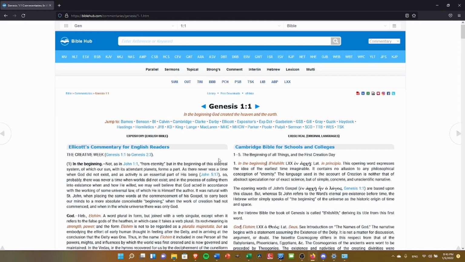You'll notice the jump to list here, and it gives each of these following commentaries, right? So we've got Barnes' Notes, we've got the Benson Commentary, Biblical Illustrator, we've got John Calvin's commentary, the Cambridge Bible Commentary, Adam Clarke's commentary, John Nelson Darby's Bible Synopsis, Charles Ellicott's Commentary for English Readers, the Expositor's Bible Commentary, the Expositor's Dictionary, Arno Gaebelein's Annotated Bible, the Geneva Study Bible, John Gill's Exposition, James Gray's Concise Bible Commentary.